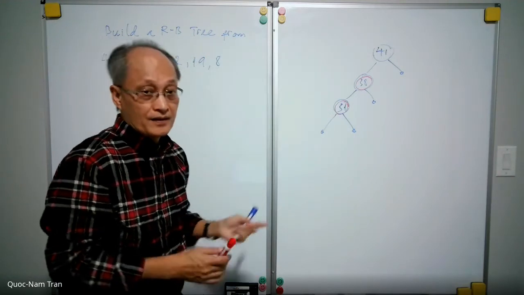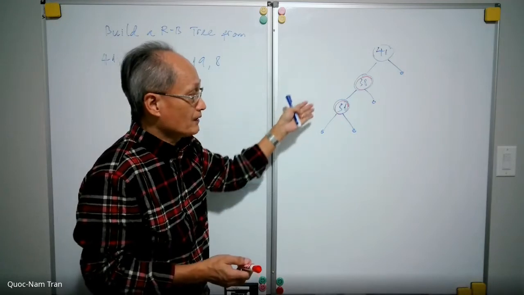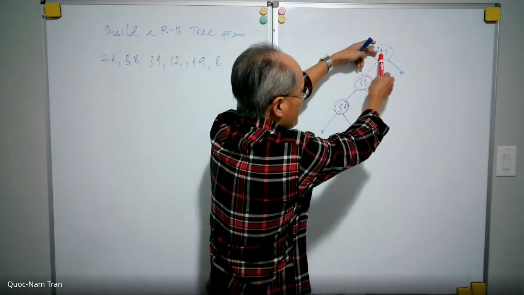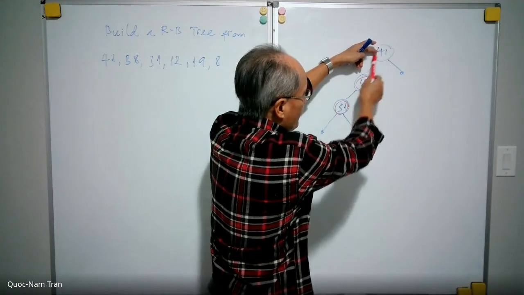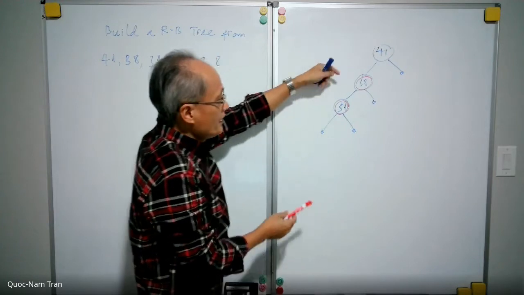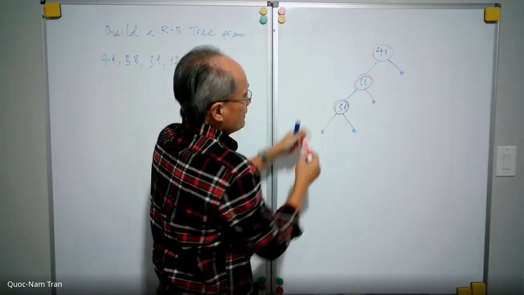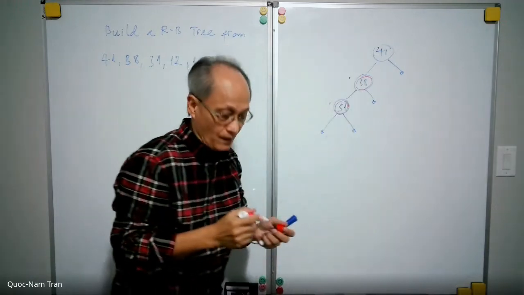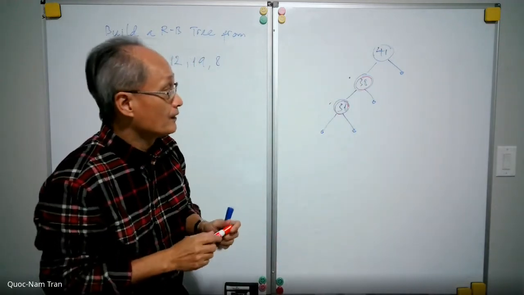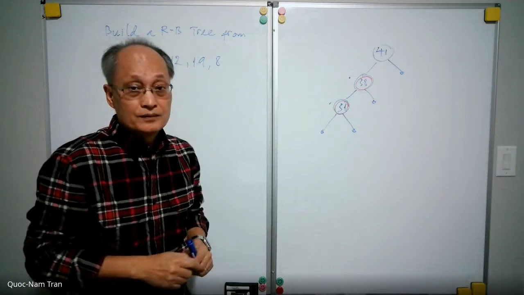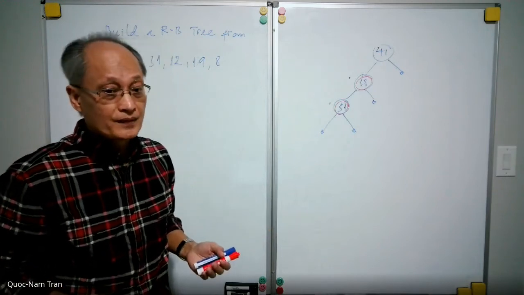Second, we have red and black colors, right? The number of black nodes on every branch should be the same, 1, 1, 1, 1, right? But we have a violation here: we have 2 red nodes in a row. Okay, we have 2 red nodes in a row. So what will we do?